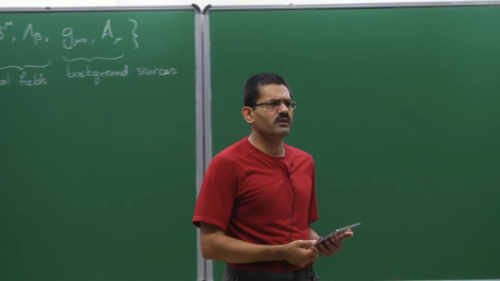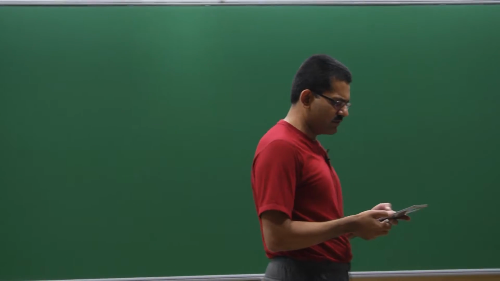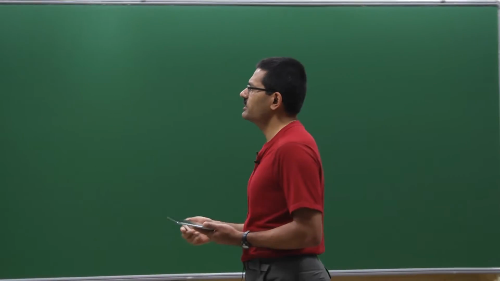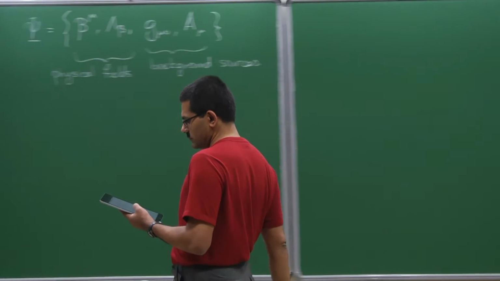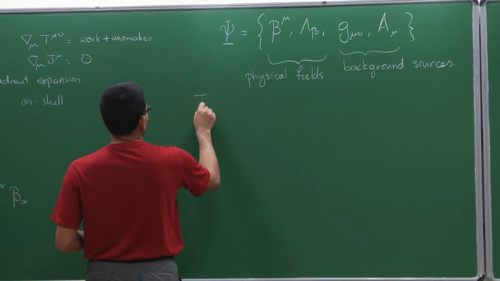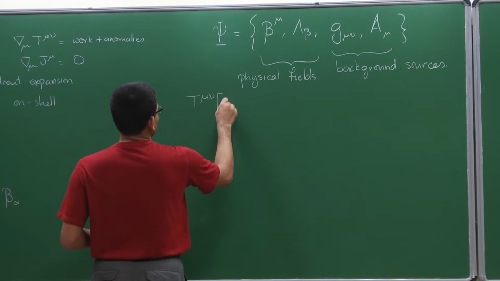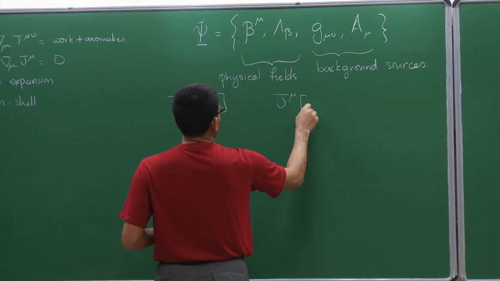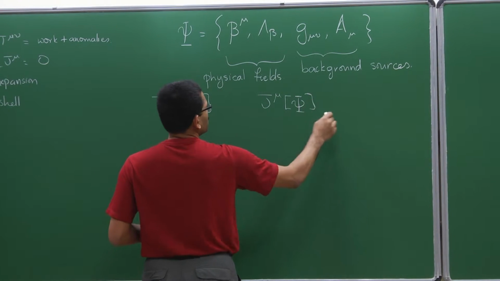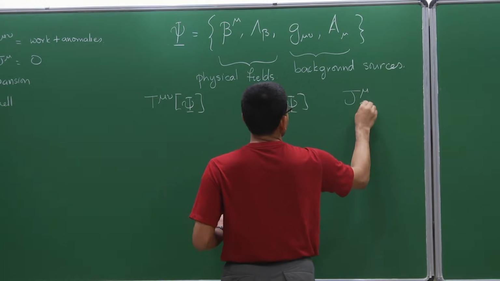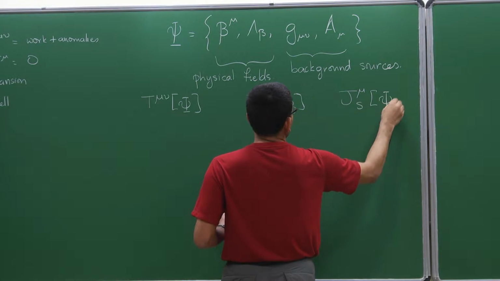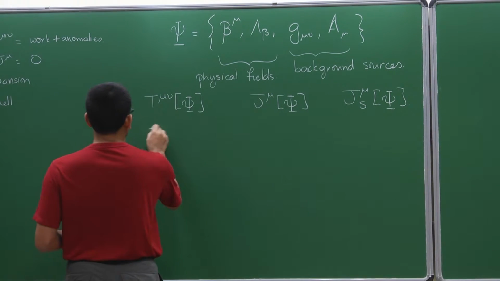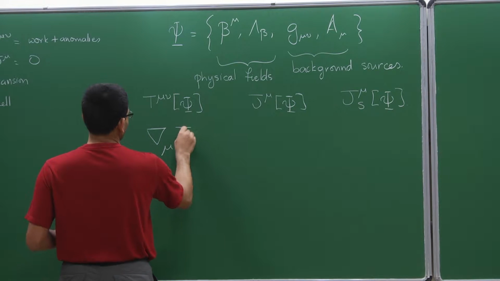This is just relabeling of various pieces of data. So what we are after is T mu nu of psi, J mu of psi, an entropy current of psi, subject to these equations.